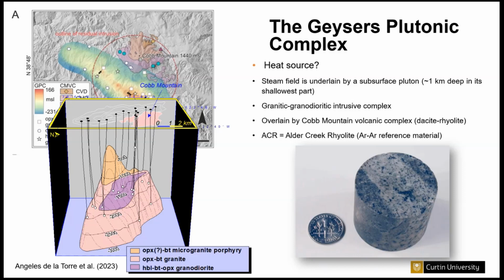And there are also some petrological differences. The shallowest part, this orange part here, is called microgranite porphyry. And then the lower part is compositionally slightly different. I'll talk a little bit about that. But it's mostly also evolved compositions, granite and granodiorite.